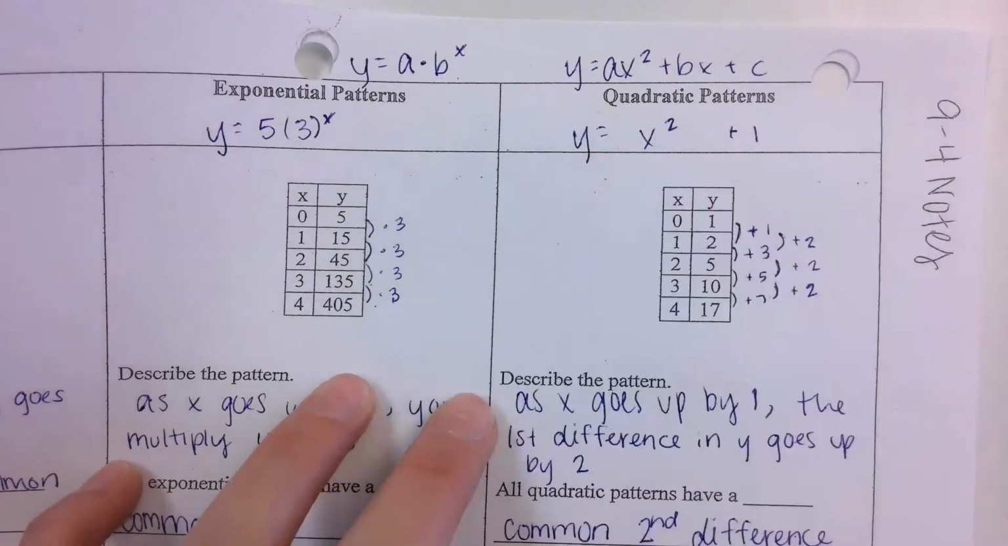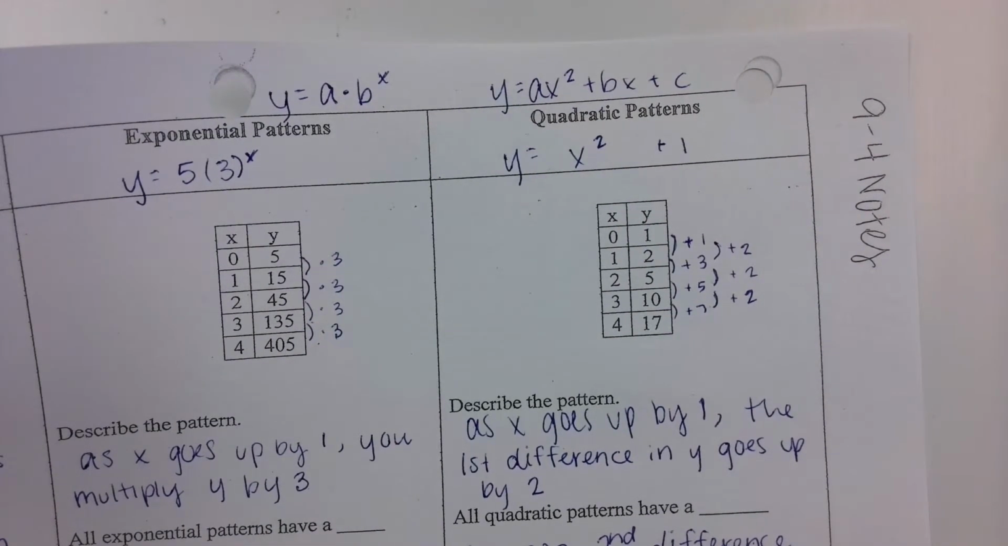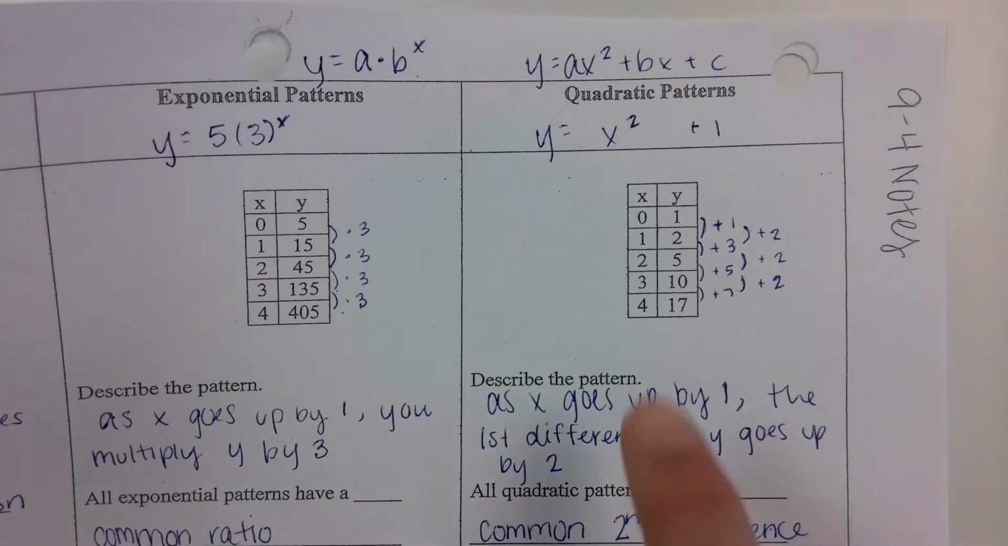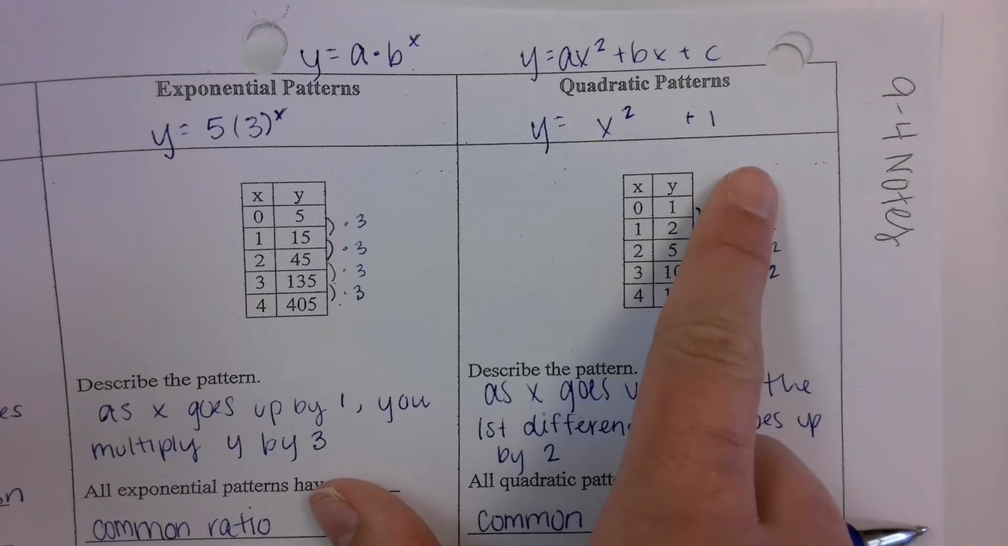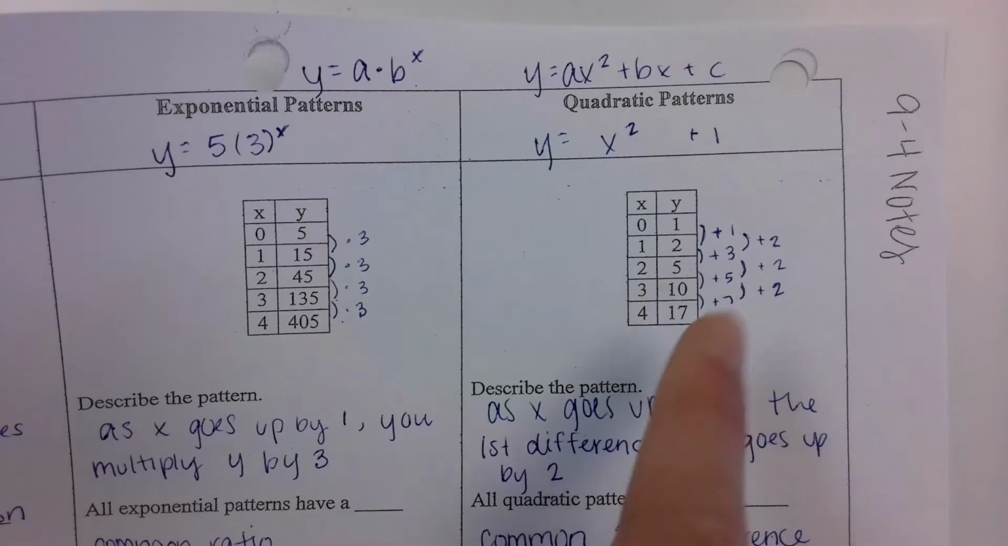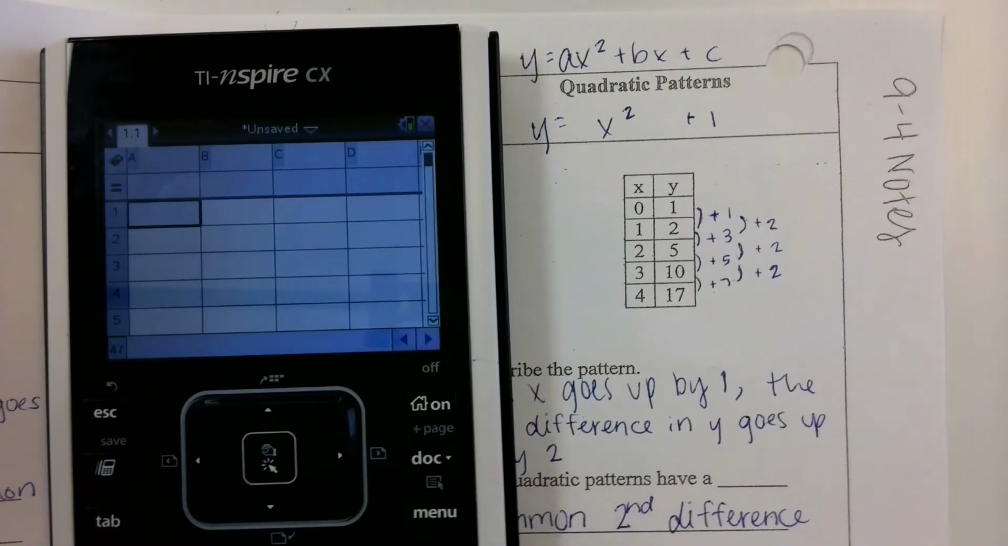Now these are really hard to find just by guessing and checking. This one worked out nicely because it wasn't super complicated. How could we be for sure, or get this for sure? Our calculator, right? So again, we're going to clear everything out, and where are we going to go? Lists and spreadsheets. And we're going to type in all our data, label your columns X and Y.